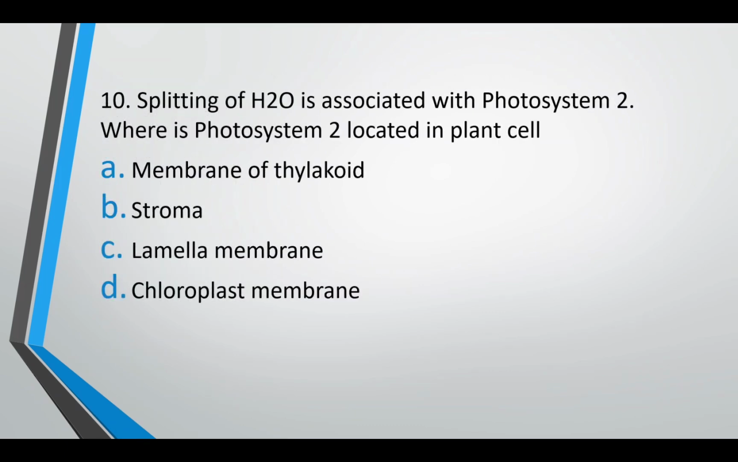Question 10. Splitting of water is associated with photosystem 2. Where is photosystem 2 located in plants? Option A, membrane of thylakoids. Option B, stroma. Option C, lamella membrane. Or option D, chloroplast membrane. Splitting of water is associated with photosystem 2. Where is photosystem 2 located in plant cells? The correct answer is option A, that is membrane of thylakoid.